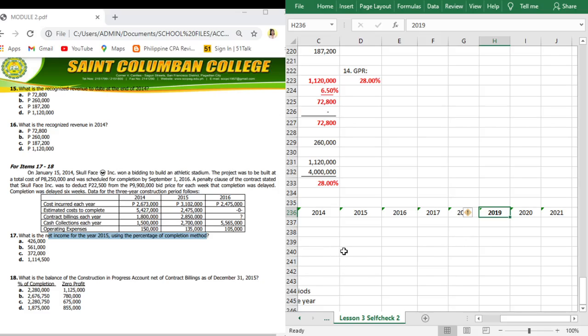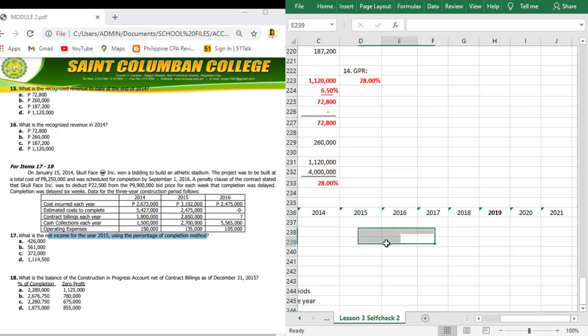So the tip there is that you do not need to compute for 2014, 2015, 2016, and 2017 if 2019 lang mismo ang ipangayo. Kung ang ipangayo is 2019, you just compute for the year and then unsa iyang previous year. Kaya nga naman, in getting the gross profit for the year 2019, we will need the gross profit earned in the prior years.